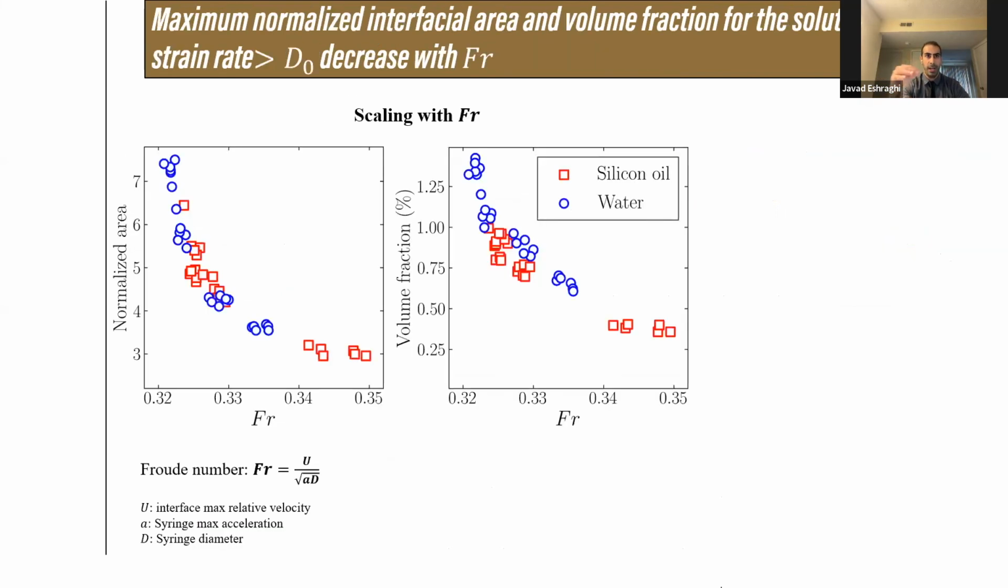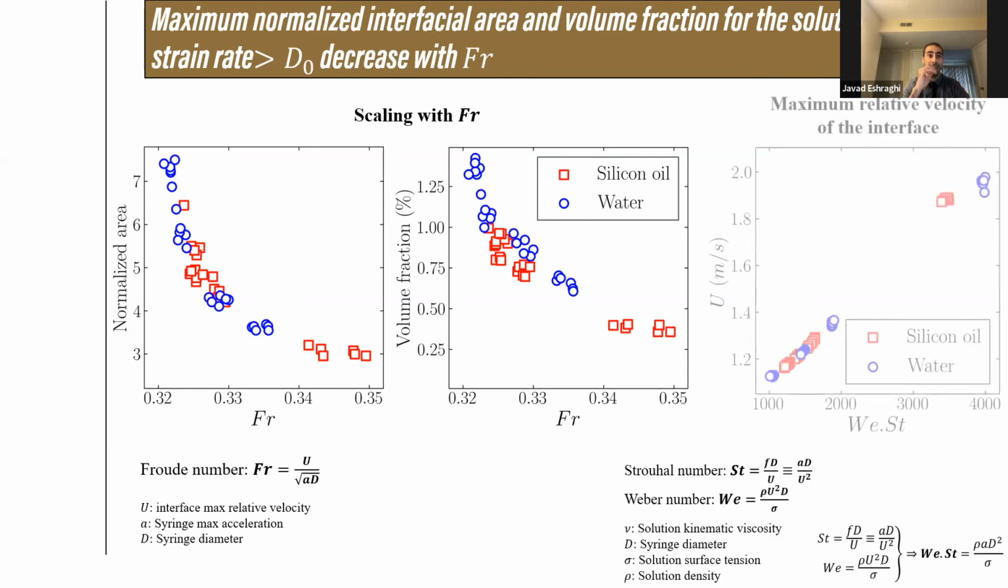To find the physics behind this behavior, we use the Froude number to scale the interfacial area. The Froude number is the relative importance of inertia force to external field force. Here we use the relative interface velocity as the characteristic velocity, and syringe acceleration and syringe diameter as the characteristic acceleration and length. The results show that the interfacial area and volume fraction of solution with the highest strain rate decrease with Froude number.